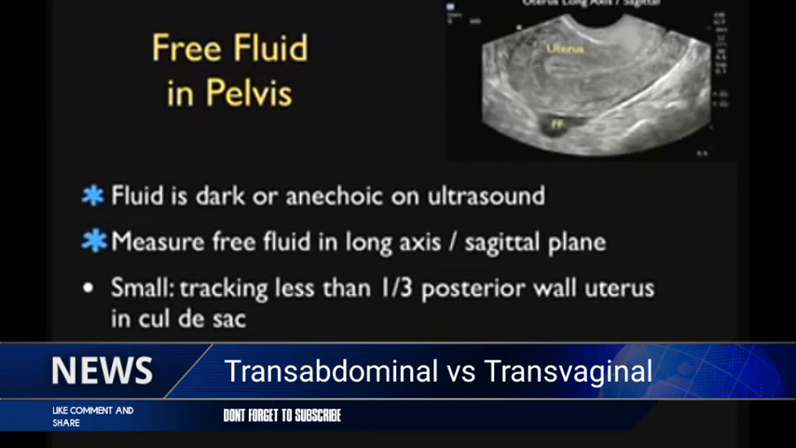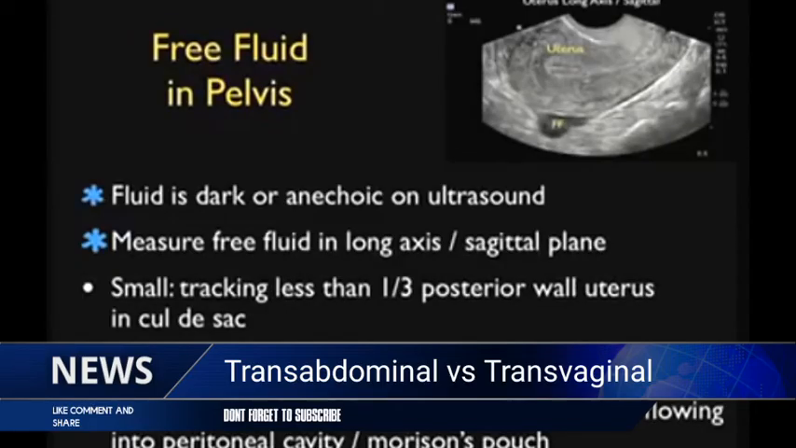Most OBGYNs use the rule of thirds to determine the amount of free fluid within the cul-de-sac. A small amount of fluid, as shown in the image to the upper right here, is tracking less than 1/3 down the posterior wall of the uterus in the cul-de-sac. A moderate amount of fluid will be tracking between 1/3 and 2/3 the posterior wall of the uterus, and a large amount of free fluid is defined as greater than 2/3 the posterior wall of the uterus, flowing into the peritoneal cavity. Also, a positive Morrison's pouch right upper quadrant hepatorenal exam can be seen with a large amount of free fluid.